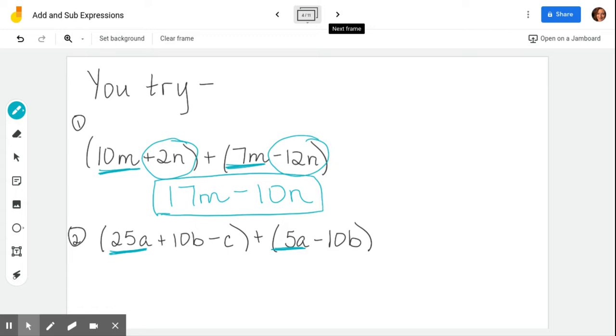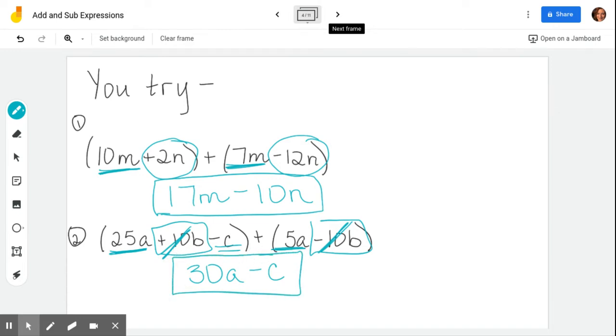On number 2, let's see the a's. 25 and 5 more would be 30a. On the b's, I have plus 10 and minus 10. Those are opposites. They drop out. Sometimes that just happens. So no b's in my answer. But then I have minus c. Nothing to put with it, so just put it in your answer. 30a minus c.